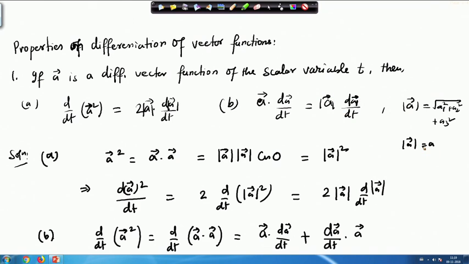So, in that case, d/dt of vector a squared equals 2 times a dot da/dt. This dot is the usual multiplication dot, not a dot product. So it is a times da/dt. That is, scalar times: vector a dot da/dt equals small a times da/dt. This is the scalar function.